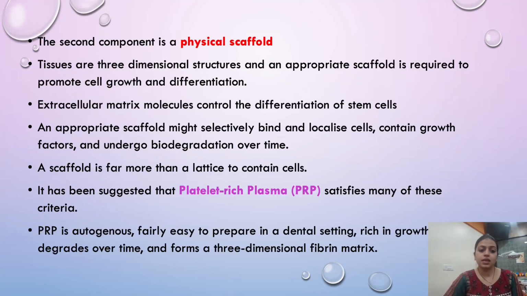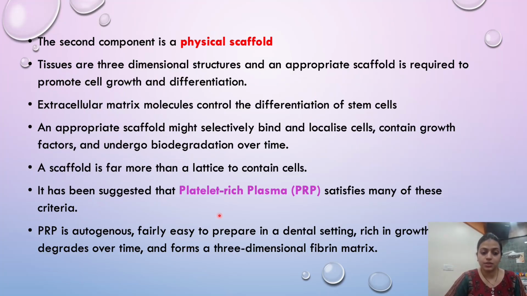The second most important component is the physical scaffold. Tissues are three-dimensional structures and an appropriate scaffold is required to promote cell growth and differentiation. Extracellular matrix molecules control the differentiation of stem cells. An appropriate scaffold might selectively bind and localize the cells. It contains growth factors and undergoes biodegradation over time. So a scaffold is far more than a lattice to contain cells.